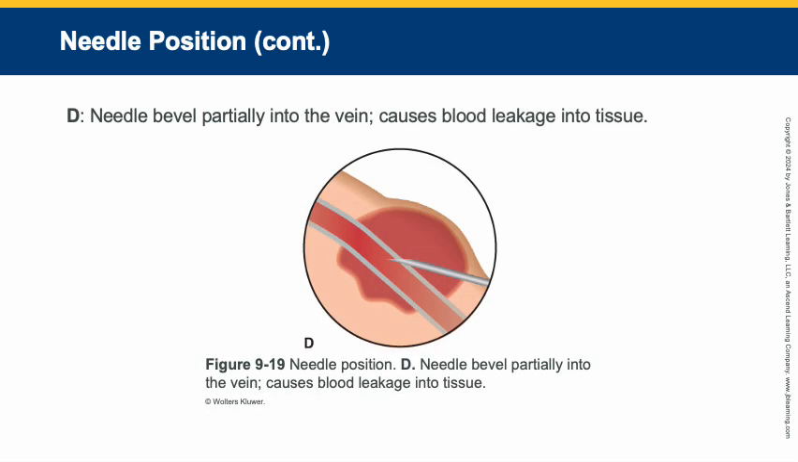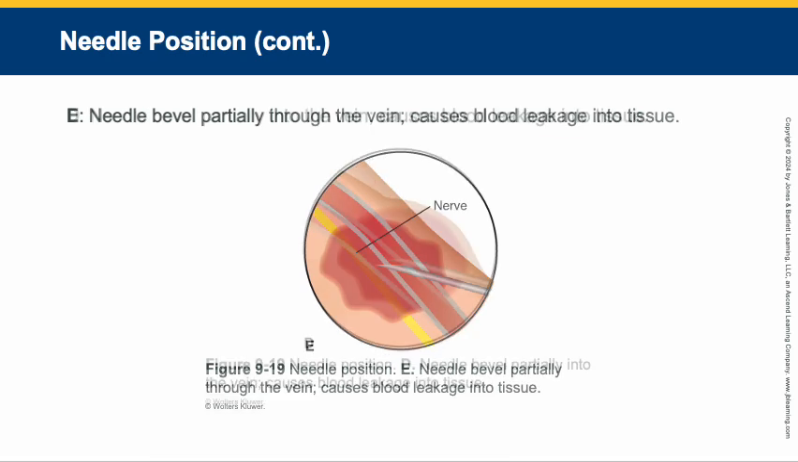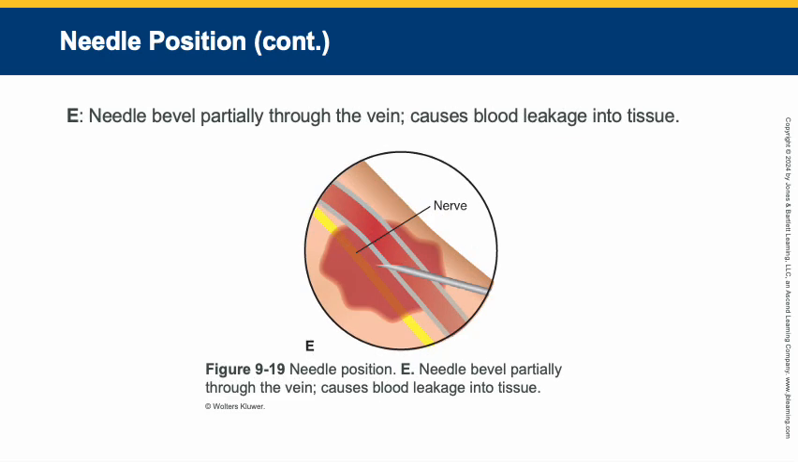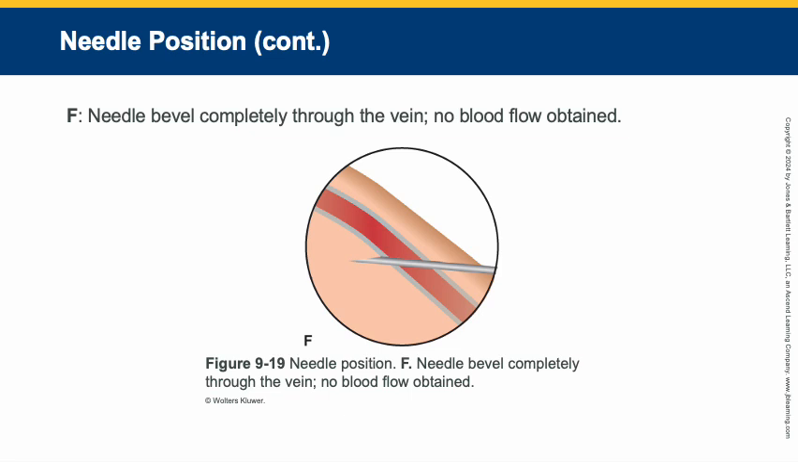This is where the needle bevel is partially into the vein, and what's going to happen there is you're going to get a hematoma in the patient because you're only partially in the vein. This one is showing the needle bevel partially through the vein, so you're going to get that flash of blood and then nothing. So it's still going to leak out into the tissue, causing them a hematoma, and you're not in the vein anymore. And this is where the needle bevel is completely through the vein and you got no blood flow obtained whatsoever. So you get nothing, and also the patient is not getting a hematoma, because you're not anywhere near the vein.